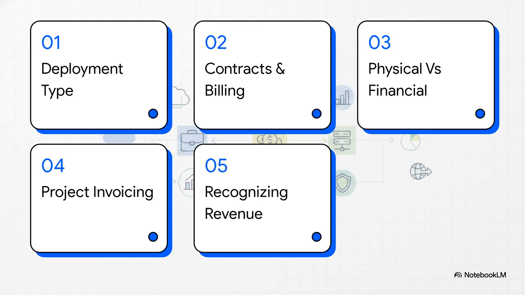We've got a very logical step-by-step flow today. We're looking at choosing your deployment type, contracts and billing rules, physical versus financial postings, mastering project invoicing, and we'll wrap up with recognizing your revenue.